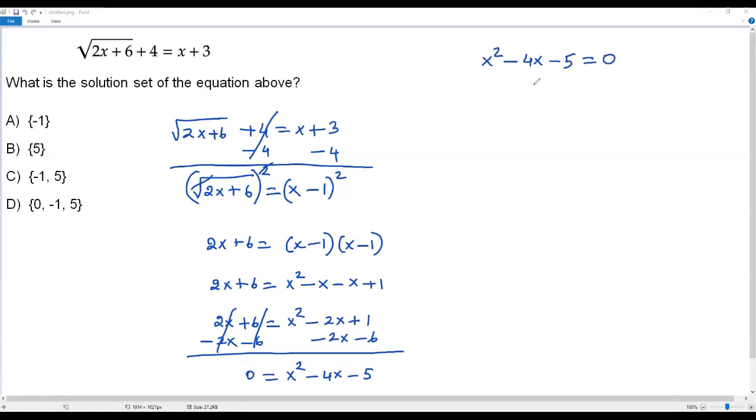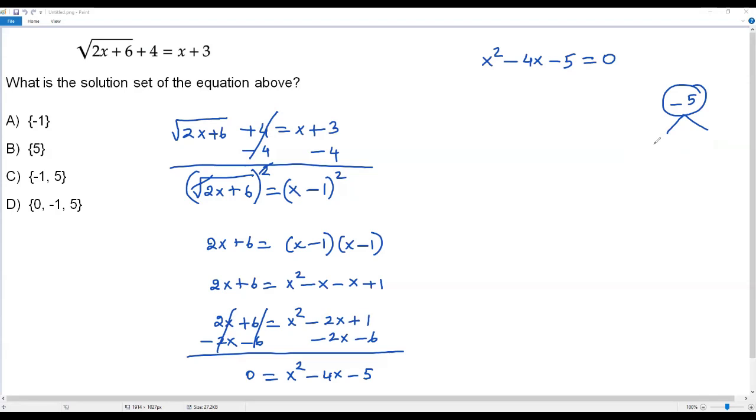Okay, I think this quadratic equation can be solved by factoring. To solve this quadratic equation by factoring, we have to multiply the constant -5 by the coefficient of x squared, which is 1. 1 times -5 is -5. Okay, now I have to get two factors for -5, so that the product of the two factors equals -5 and the sum of the two factors equals the coefficient of x, -4.